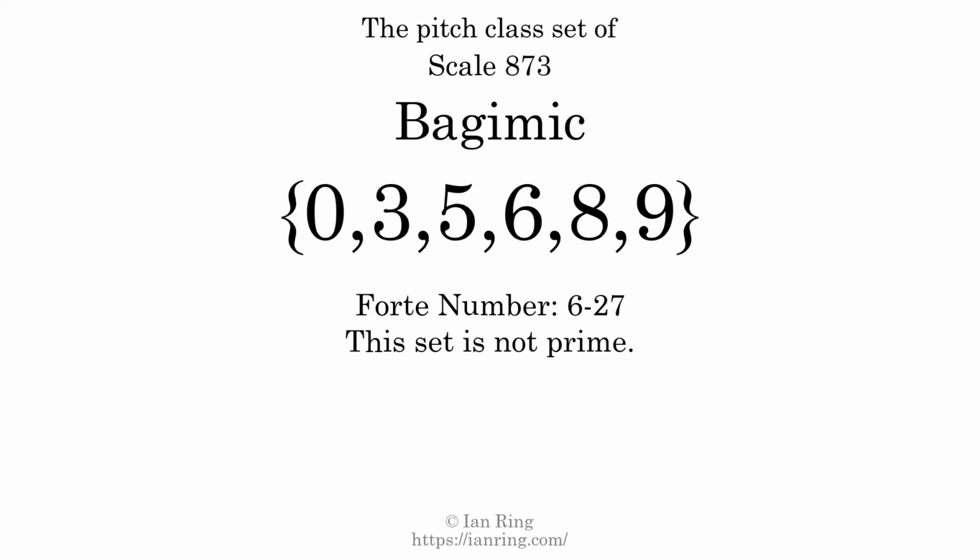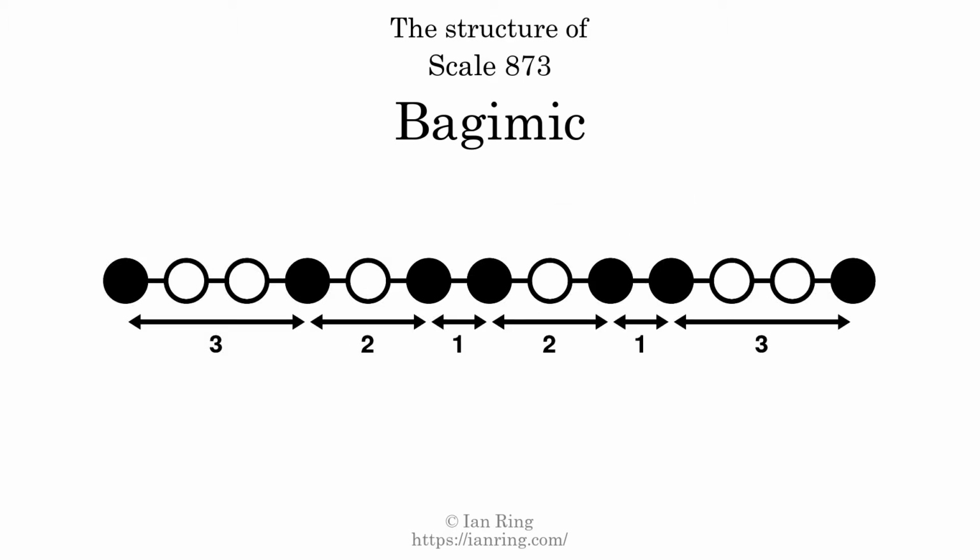The pitch class set for this scale is 0, 3, 5, 6, 8, 9. The fault class is 627. This set is not prime. The structure of a scale is a description of the interval distance between each successive tone. This scale has a structure of 3-2-1-2-1-3.